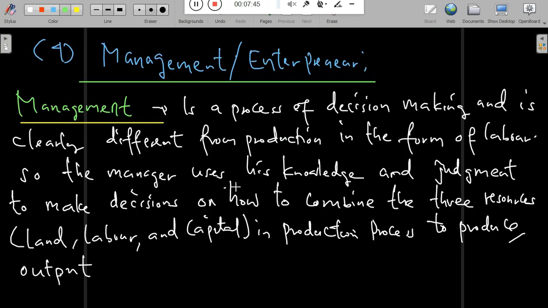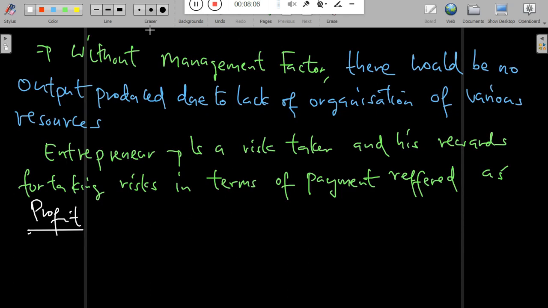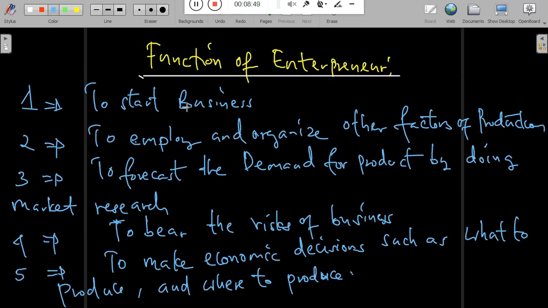Let's discuss the last factor of production, that is management or entrepreneur. Management is a process of decision making. It is clearly different from production in the form of labor. The manager uses his knowledge and judgment to come up with good ideas that can be managed so that he can attain profit and not loss. Without management, factors could not be organized. There would be no output produced due to lack of organization of various inputs. The entrepreneur is a risk taker and the residual claimant of everything, so his profit depends on payment of other factors of production.